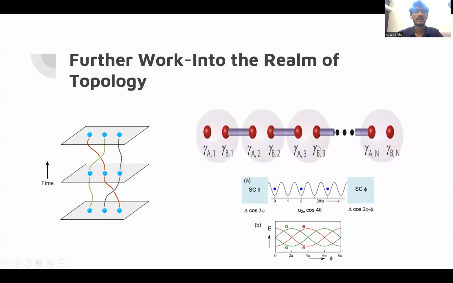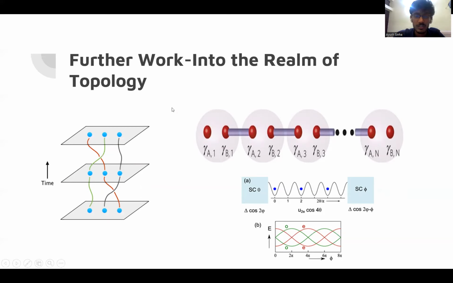So now we will understand what further work we can do. Further work we can do is in the realm of topology. We can just replace the superconductor with topological superconductors. If we do so, then there will be Majorana modes, and using these Majorana modes, we can integrate them into quantum computers. And the advantage of these Majorana modes is that they're robust.